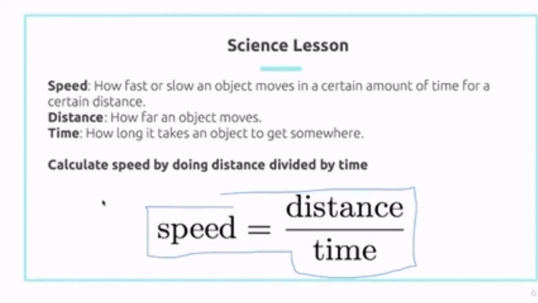Distance is how far an object moves, and time is how long it takes an object to get somewhere. So, to reiterate, speed equals distance divided by time. Later in this lesson, we are going to use this speed formula, so pay close attention and try and remember that speed equals distance divided by time.